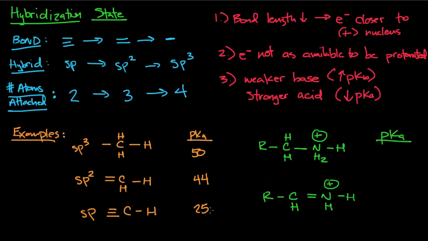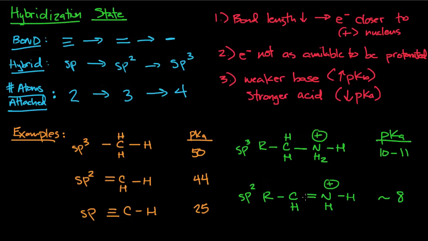Okay, so here we have an sp3 hybridized nitrogen, and then we have an sp2 hybridized nitrogen in the imine group. The pKa of the sp3 hybridized nitrogen is going to be roughly 10 to 11, and then with the imine, it's going to be about 8. So these are much closer to physiological pH, and you can clearly see that as you go from a single to a double bond, pKa goes down, stronger acid.